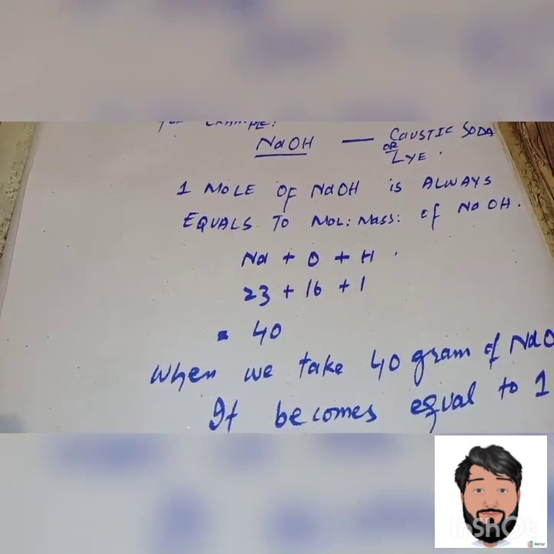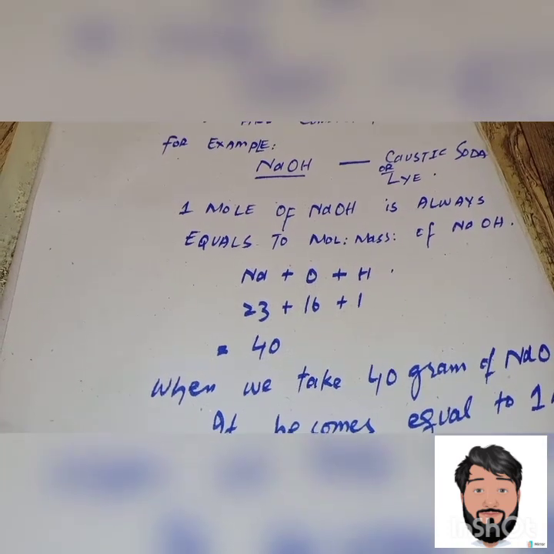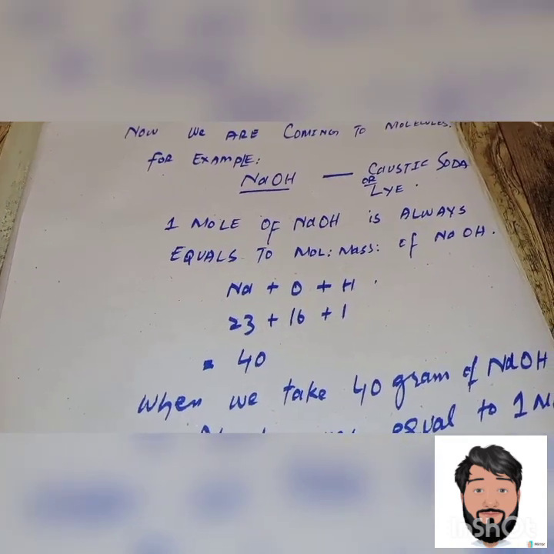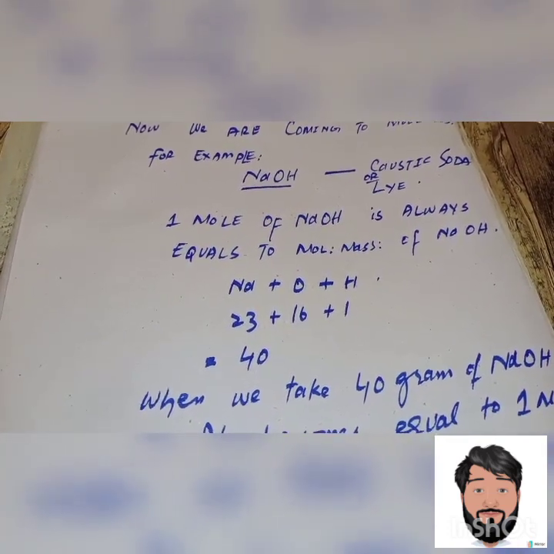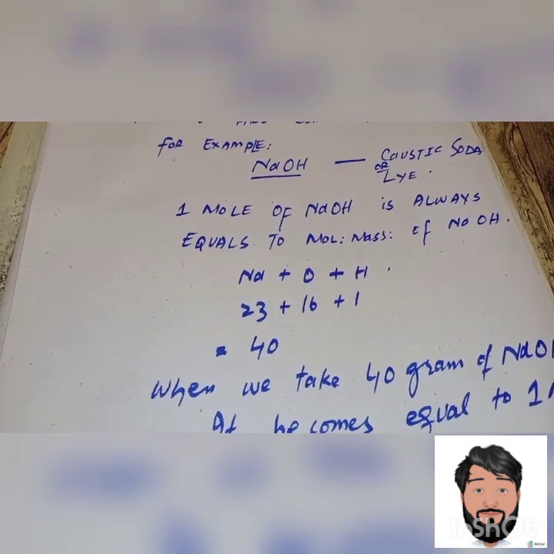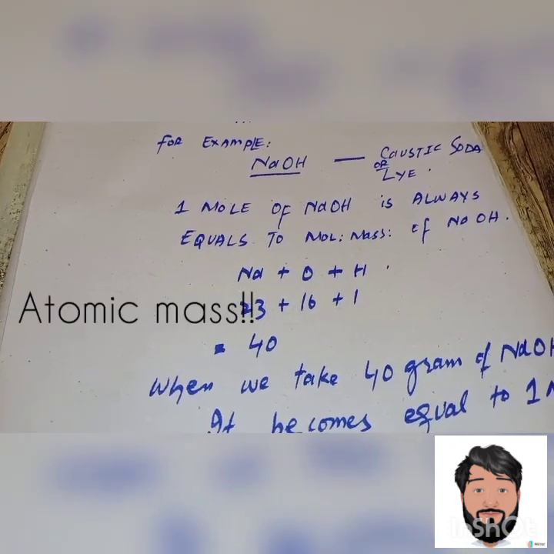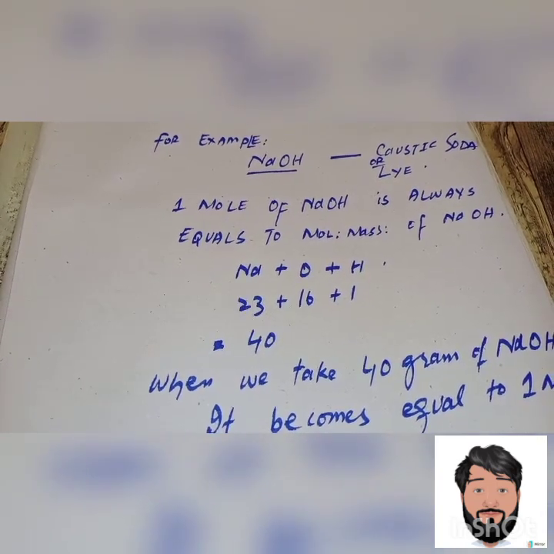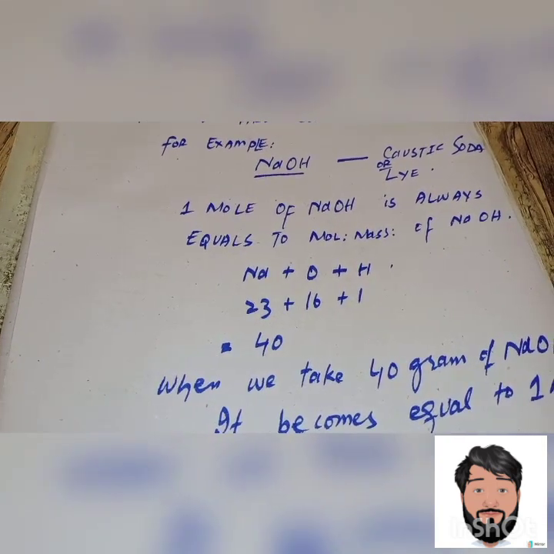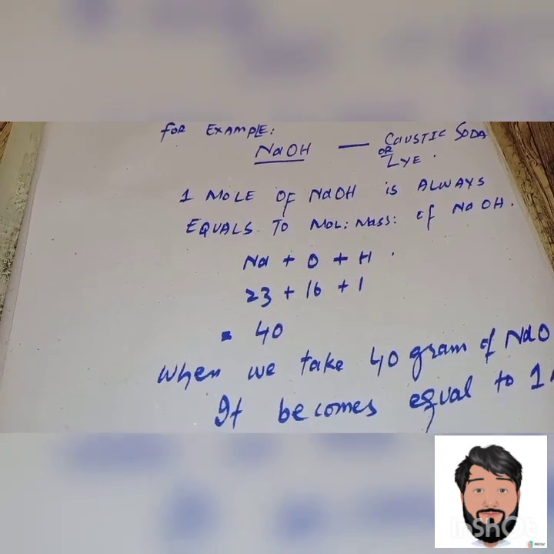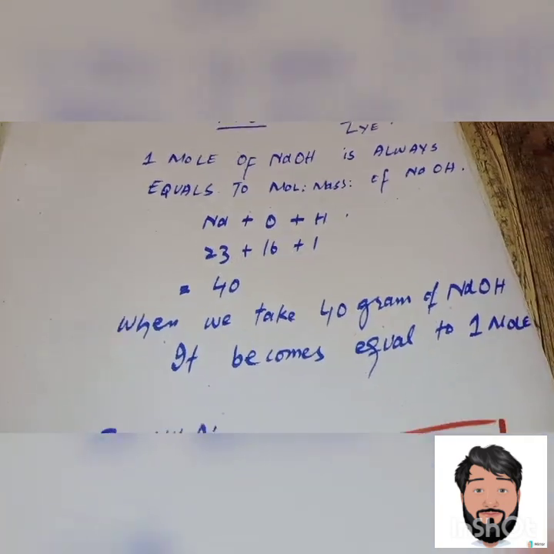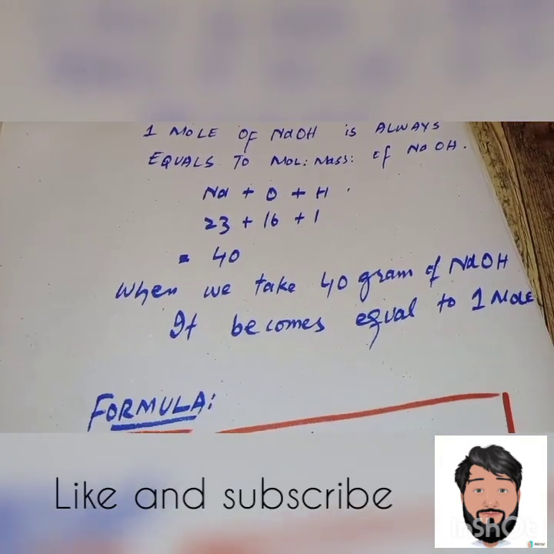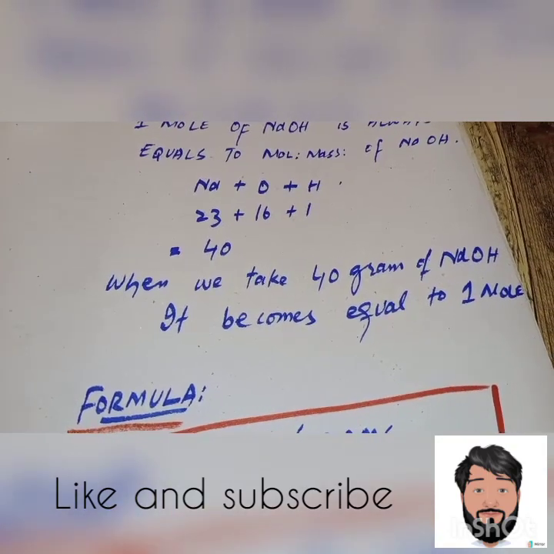So here we put the data. 1 mole of sodium hydroxide is equal to the molecular mass of sodium hydroxide. Sodium has an atomic mass of 23, plus oxygen has 16, plus hydrogen has 1. When we sum up these values, we get 40. So when we take 40 grams of sodium hydroxide, it becomes equal to 1 mole.